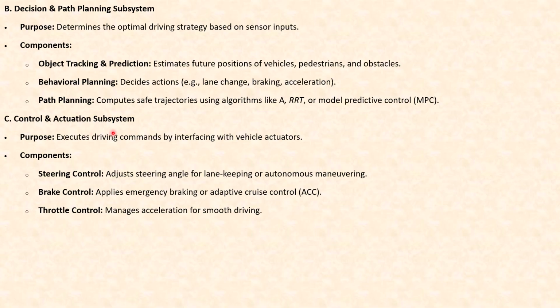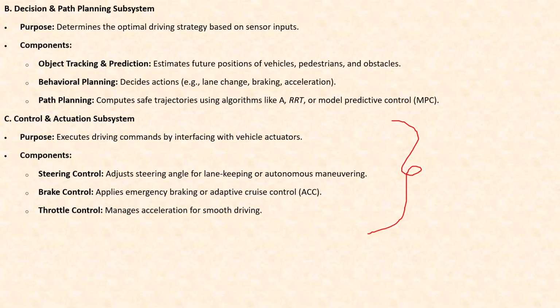Next comes the control and actuation subsystem. Now this control and actuation subsystem is very important, and this has to be very efficient because this is the actual executioner. Always remember that this actuation subsystem is the actual executioner. It executes driving commands by interfacing with vehicle actuators. And now what are the various types of actuators used in ADAS? Well, by now you would have guessed: steering control, brake control and throttle control. In other words, steering, brake and accelerator.